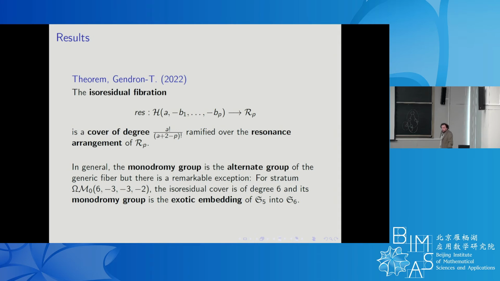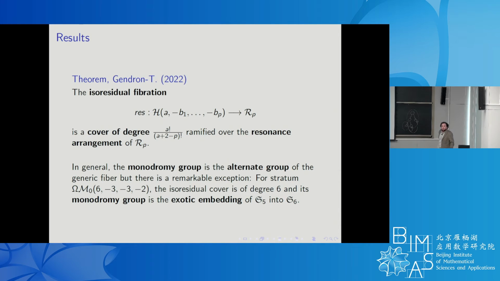In general, the monodromy group of this fibration is big, but we observed that for a very specific stratum, a stratum formed by differentials with a sextuple zero, 2 triple poles, and 1 double pole, the isoresidual cover is of degree 6. And actually, the monodromy group is a very specific subgroup of S6, the symmetric group over a set of 6 elements. It is the exotic embedding of S5 into S6.